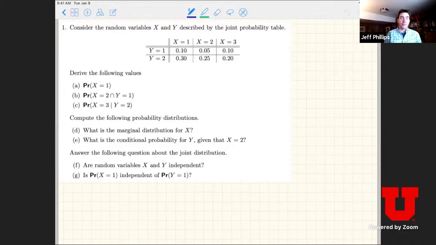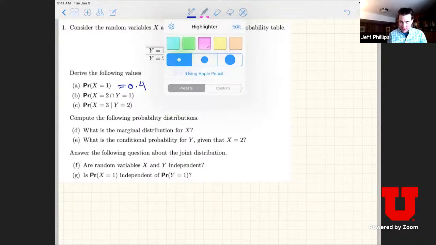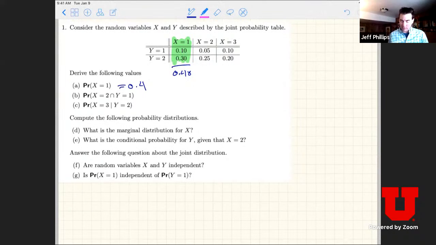For instance, what is the probability of X equals 1? Probability of X equals 1 corresponds with this column. This probability table writes down all these joint probabilities. So the answer here, I would add these two things up, 0.4. Then the next question is if X equals 2 and Y equals 1. That looks like a single cell inside of here, so this would be 0.05.